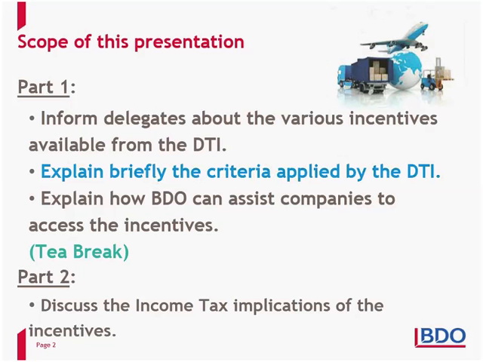Just looking at the scope of this presentation today, we'll split the presentation into two parts. In part one, we'll inform the delegates about the various incentives available from the Department of Trade and Industry. We'll then explain briefly the criteria applied by the DTI for those incentives, and we'll explain how BDO can assist companies to access the incentives. In part two, David will discuss the income tax implications of the incentives.